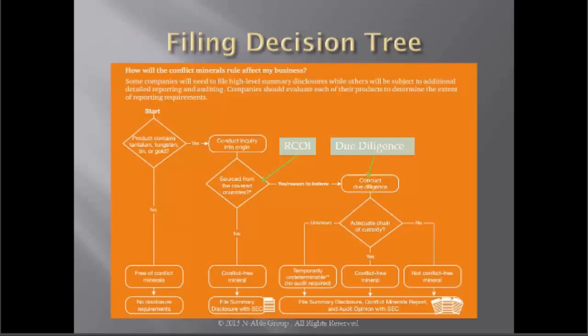So this is the diagram in the SEC document, which has a whole bunch of ins and outs and this and that. I'm going to boil it down to something simpler, the process that you go through to evaluate. So the decision tree on the left: if you're a private company or your product does not contain tantalum, tungsten, tin, or gold, you're scot-free. You're off the hook. You don't have to file anything with the SEC. If your product does include that, you have to go through what's called an RCOI, or Reasonable Country of Origin Inquiry.